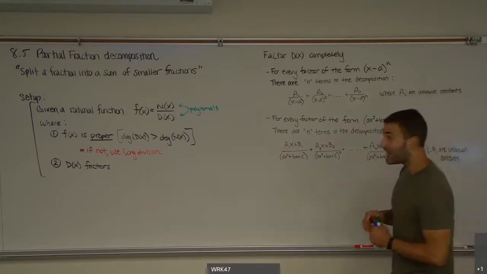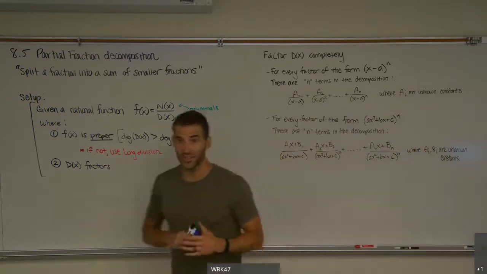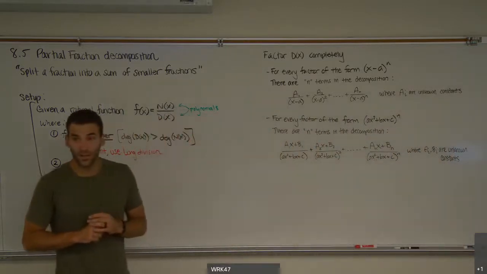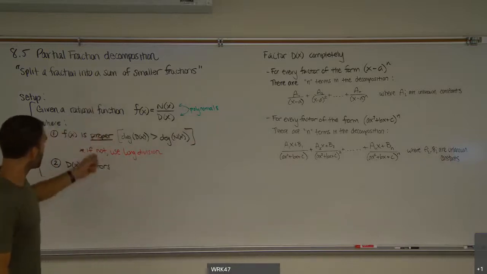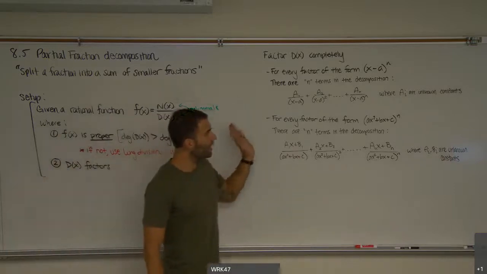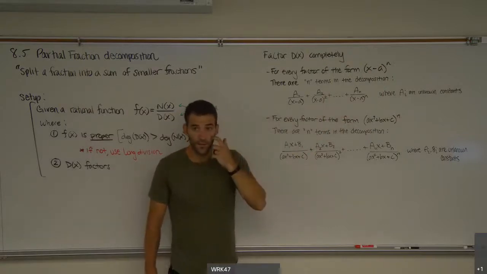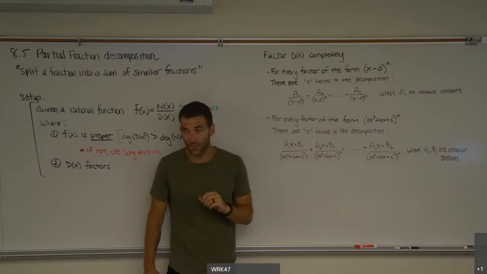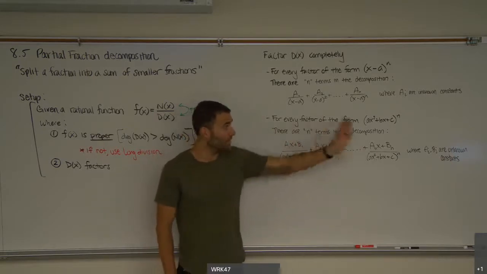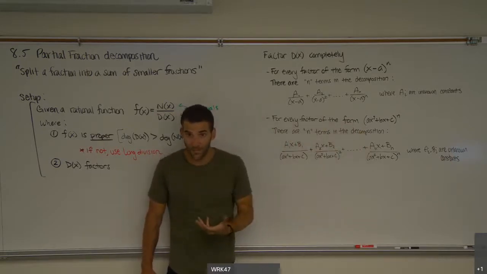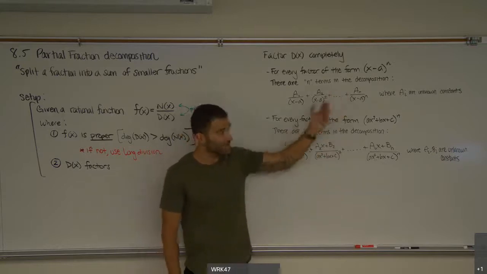Where the math comes in is you need to then find those constants. That's actually going to be the goal. As long as my fraction is proper and I can factor it, I'll know what my decomposition should look like based on this principle. I'll know how many terms I have in my decomposition. I'll know what the denominators of each of those terms are going to be. That's just given based on the factorization.